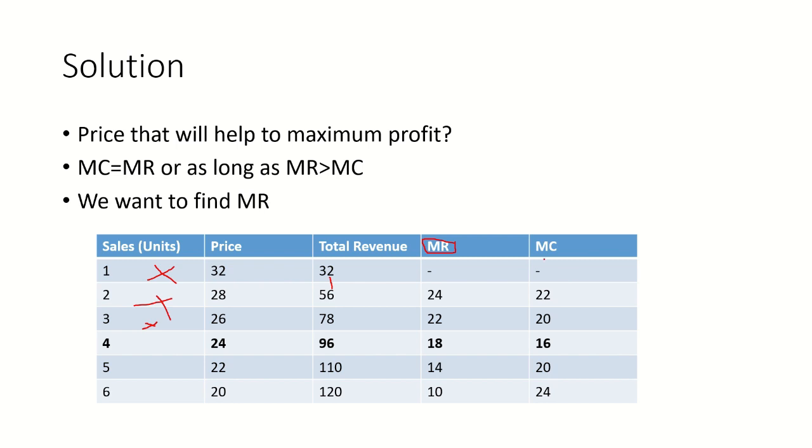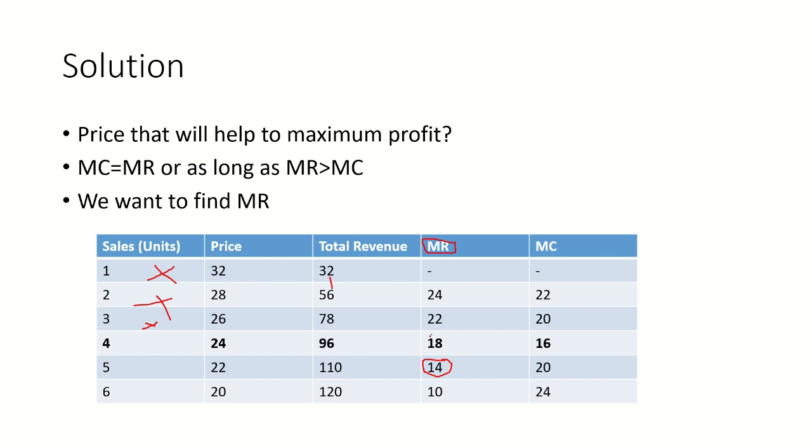We want to find out where MC is equal to MR. So when we compare the MR and MC, we found out that there is no point where MC is equal to MR. So we are going for the second condition, that is as long as MR is greater than the MC. So at the point of 5, we had seen that MR is less than MC. So as long as MR is greater than the MC, that will be the equilibrium point, or that will be the price which earns maximum profit.